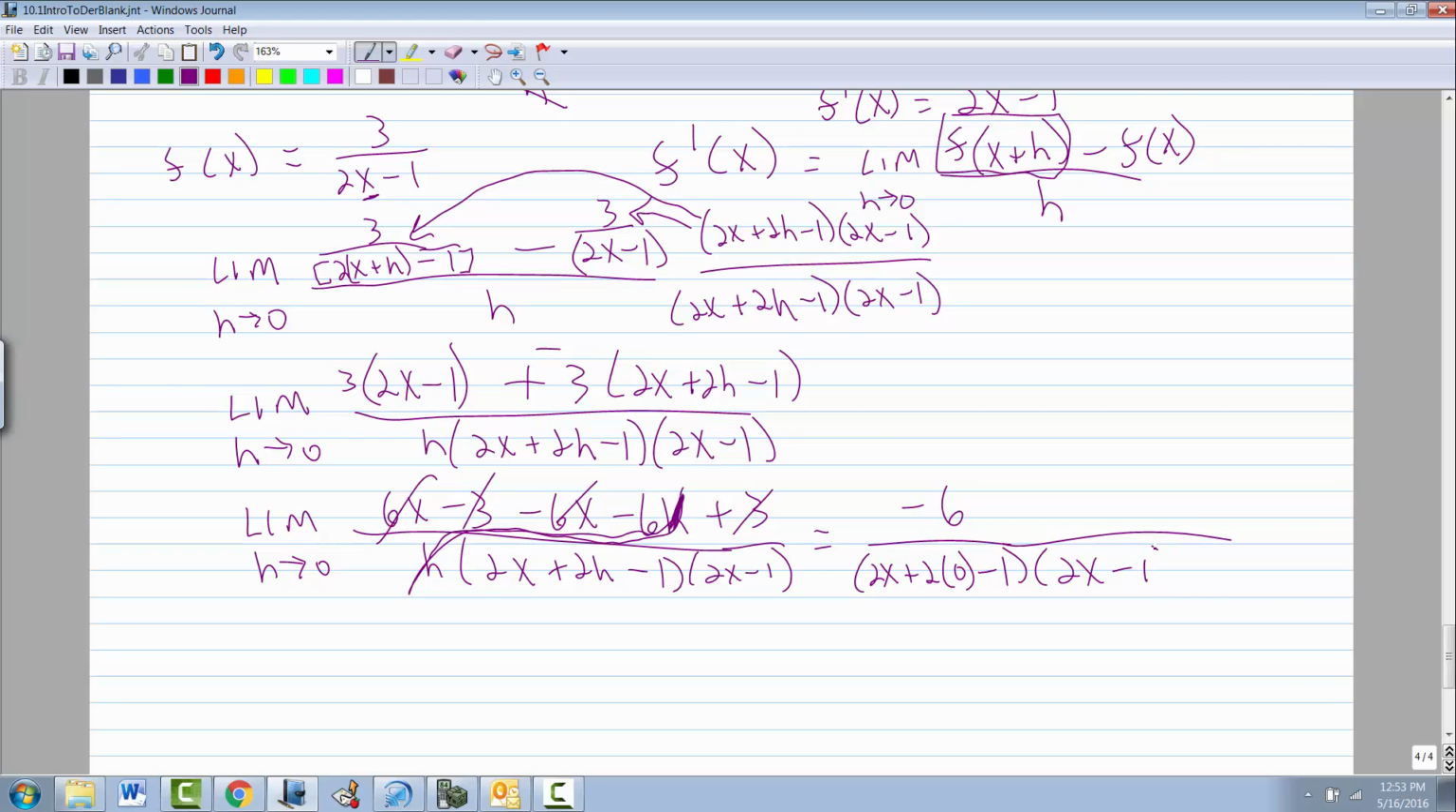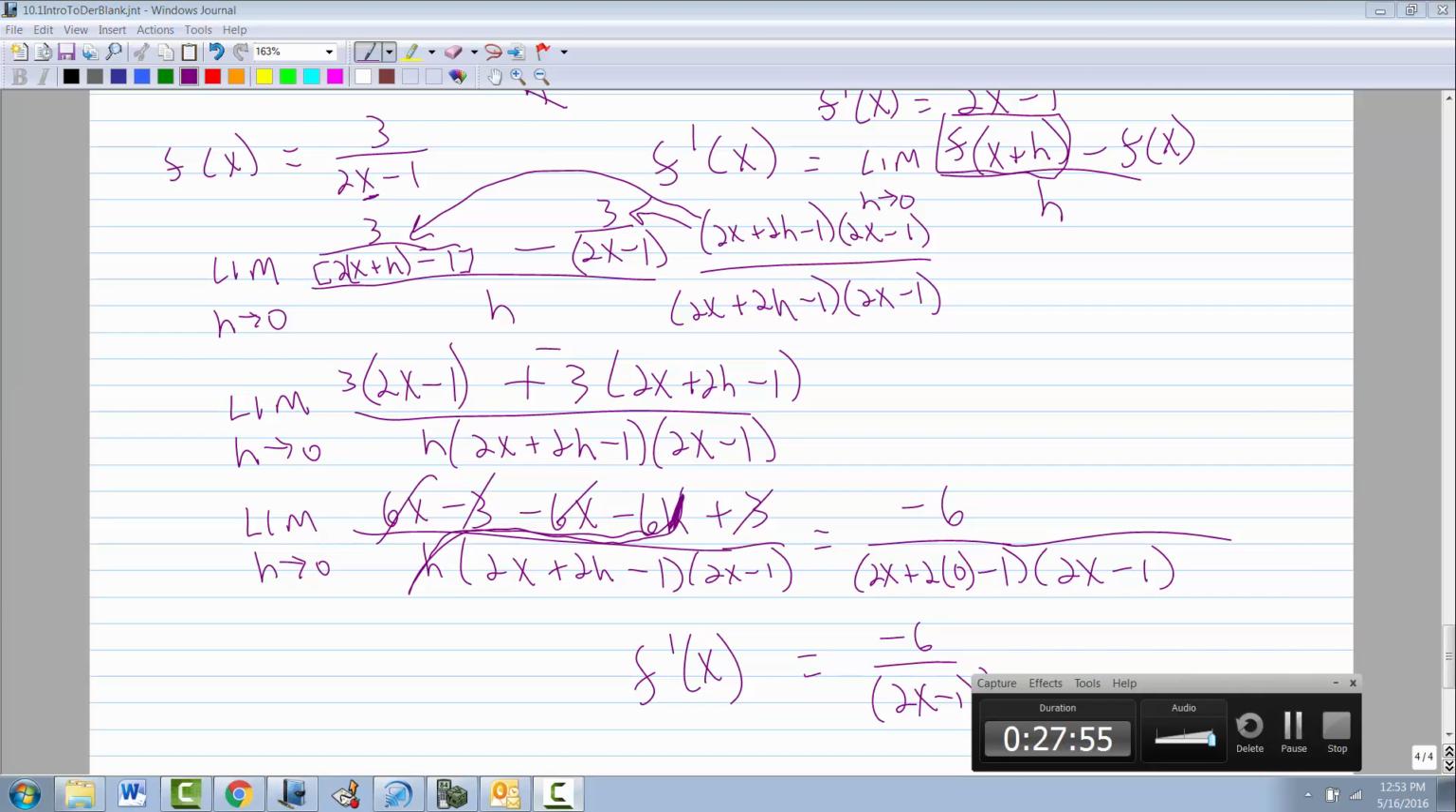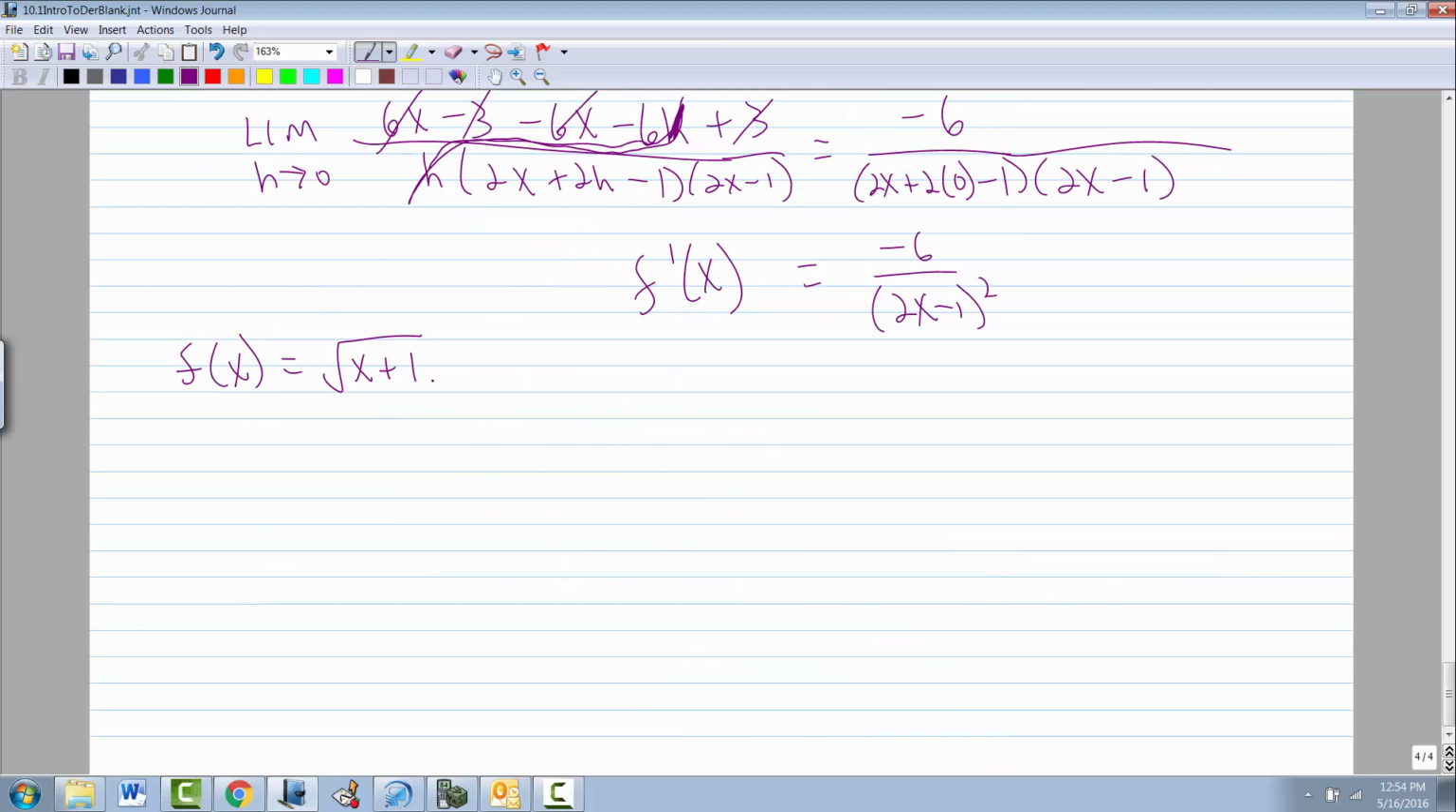2x minus 1. Hey, how many 2x minus 1s do you have on the bottom? 2. So the derivative is negative 6 over 2x minus 1 squared. Got it? I did give a square root one, and this is why I did this first hour.